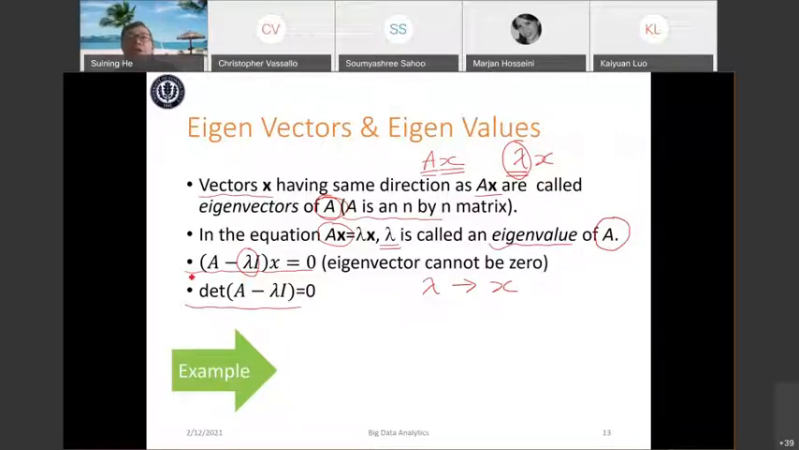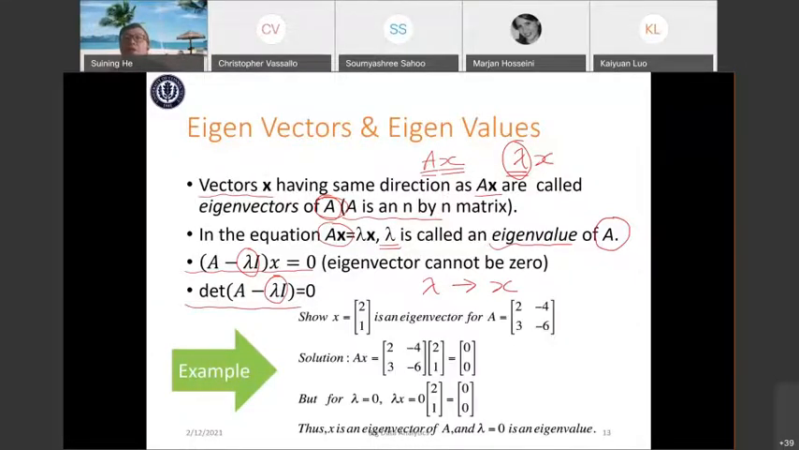When we find these formulas and do the simple math, we take the determinant of the left-hand side, which is A minus lambda I, where I is the identity matrix. Then we can calculate the corresponding lambda first. That is the first step of the eigen decomposition: first we look at the eigenvalues. So let's see the first example.